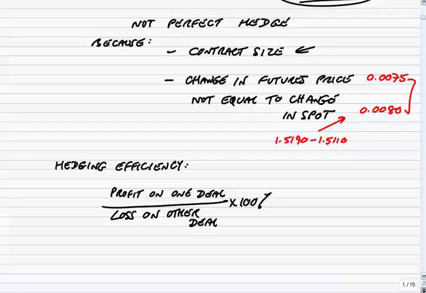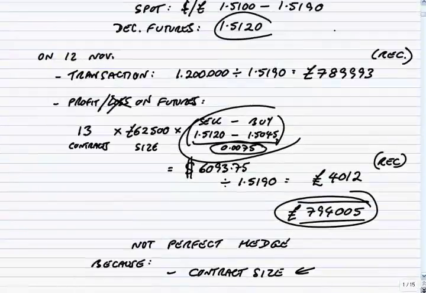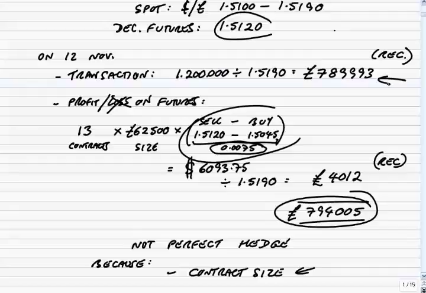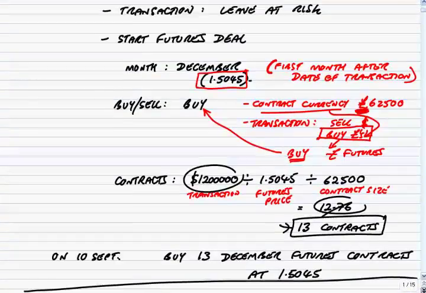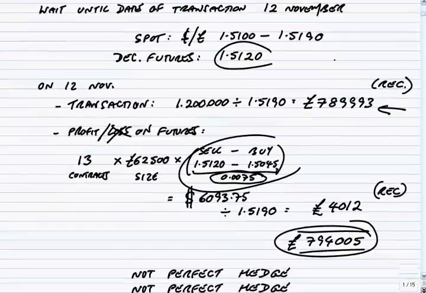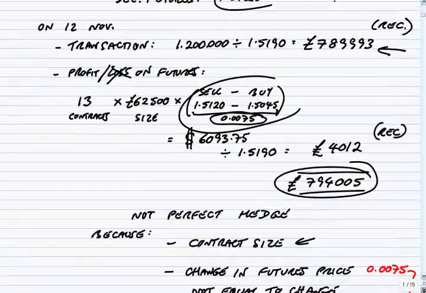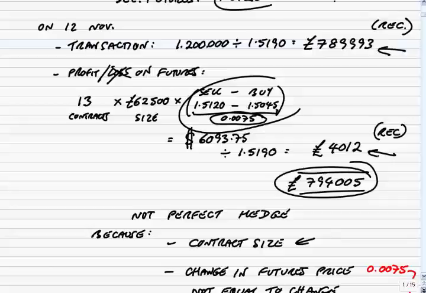Now, I can't think of a better way of writing it. What I mean is this: if you look back at our example, in our illustration, the exchange rate moved against us, and on the transaction itself, we lost money. Remember, at today's rate, we'd have got 794,000. We ended up only getting 789, so we lost money on the transaction. But to compensate, we made a profit on the futures.